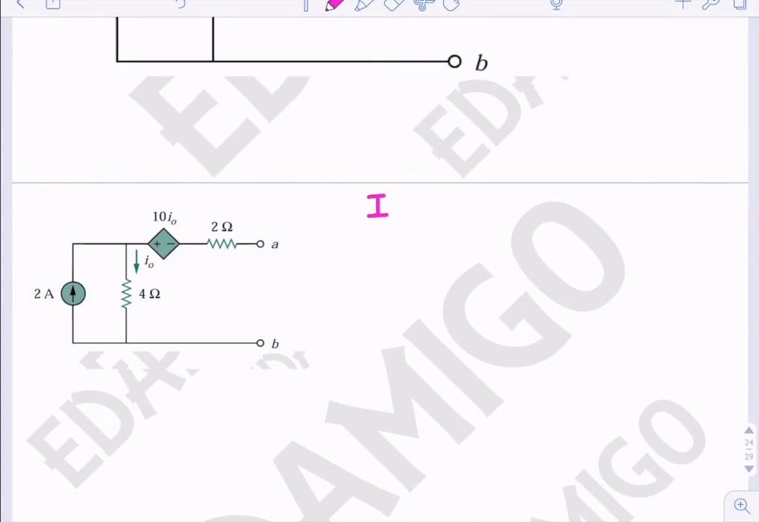To find out IN, we will short circuit the terminals between A and B and let the current here be IN. The circuit has one independent source, so IN will not be 0. So let us calculate it. Since here it is short circuited, we can see that the current in this branch will be IN.